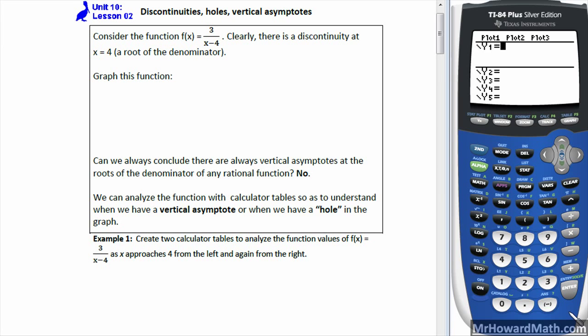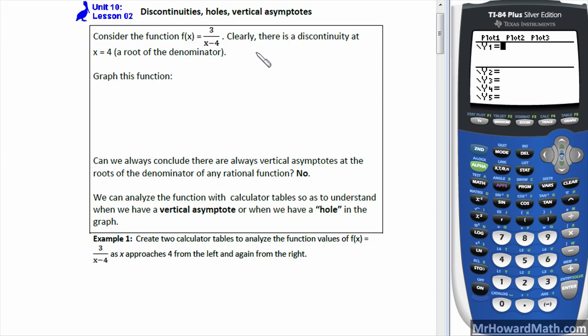Okay, in this video we're going to continue our look at rational functions, and this time focusing on discontinuities, holes, and vertical asymptotes for those rational functions. This first example says consider the function f of x equals 3 over the quantity x minus 4.